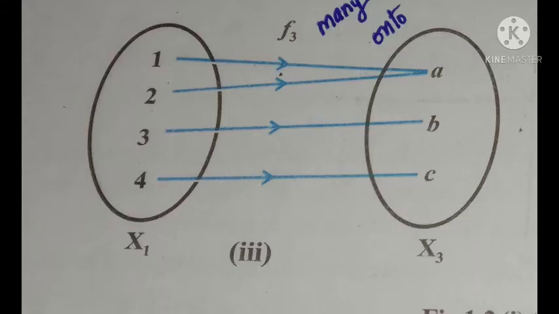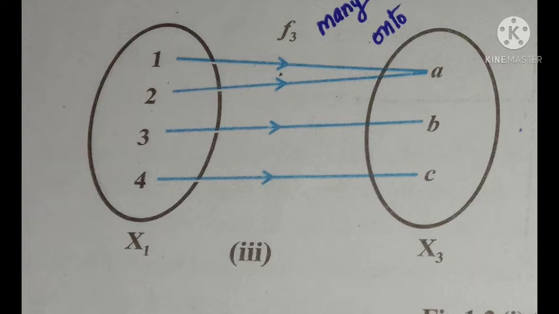Now see this arrow diagram. Here X elements are 1, 2, 3, 4. Y elements are A, B, C. Now look at the arrow marks. What is the image of 1? Image of 1 is A. That is f of 1 equal to A. What is image of 2? Image of 2 is A. That is f of 2 equal to A. Image of 3 is B and image of 4 equal to C.